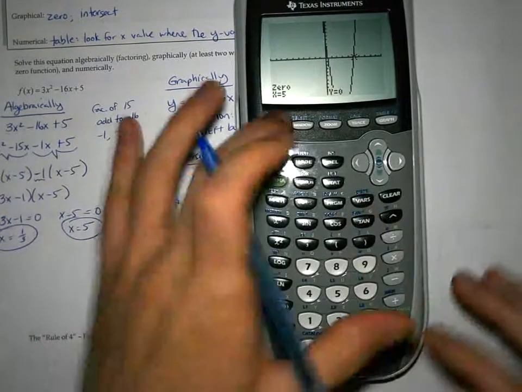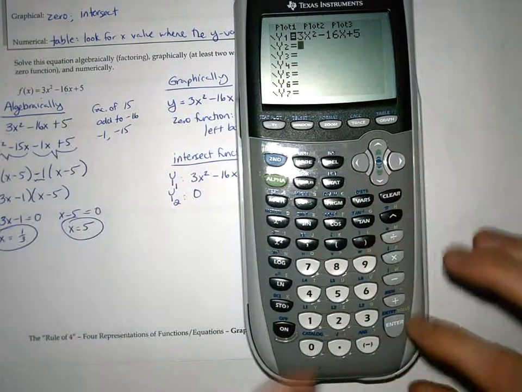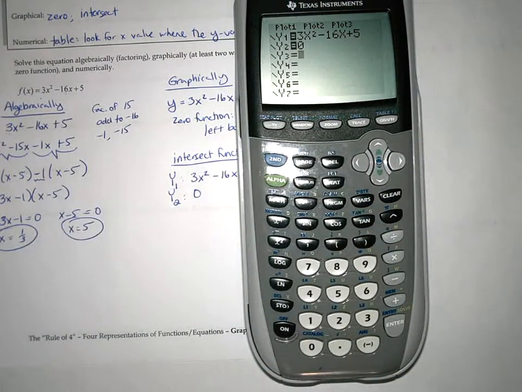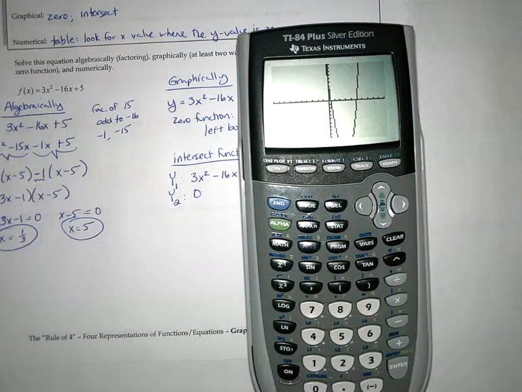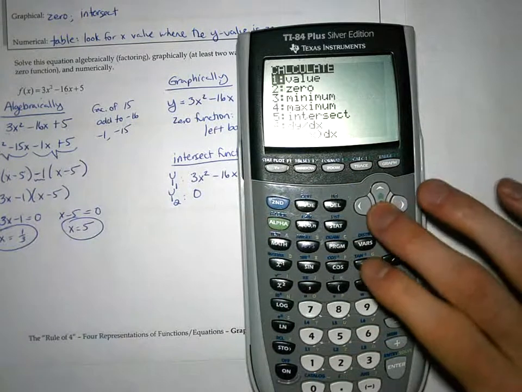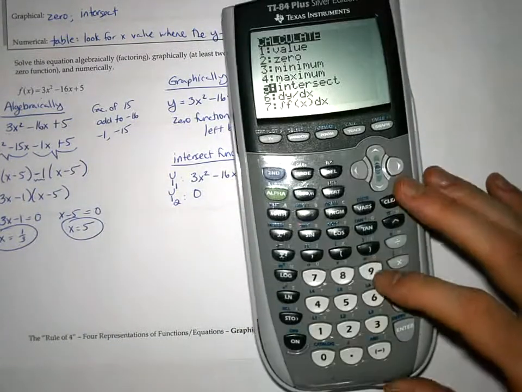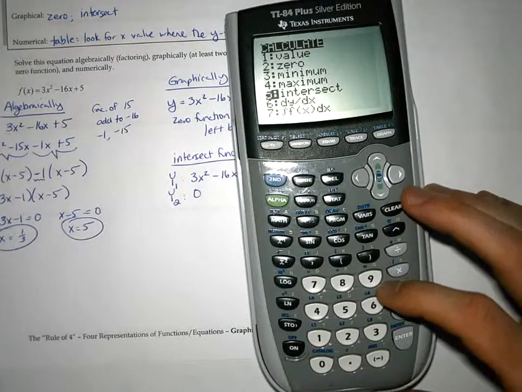So let's do that. It's the exact same thing as we already have set up. And then we put 0 in for y2. And then I hit graph. And you're really not going to see any difference right here. But what I can use now is under calc, I can choose option number 5, which is intersect.